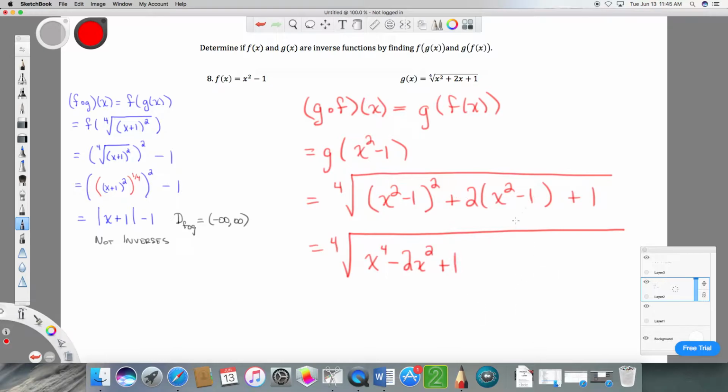And then if we distribute this 2 through this x squared minus 1, here I have a bunch of terms that are equal and opposite. Negative 2x squared and positive 2x squared. 1 plus 1 is 2, and 2 minus 2 is 0. So this all reduces to x to the 4th.